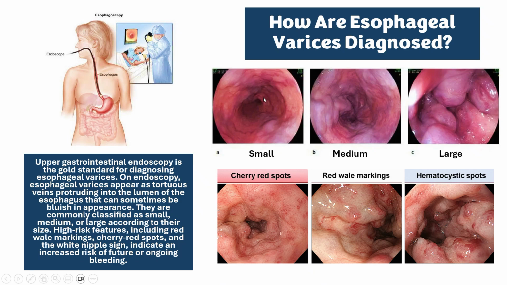So here we see small, medium, and large. We see that they are tortuous veins that protrude into the lumen of the esophagus. And then high-risk features include red wale markings, which are these red lines that occur in the middle of the varice, cherry red spots, as we can see here, and white nipple signs. And all these signs actually indicate an increased risk of future or ongoing bleeding.